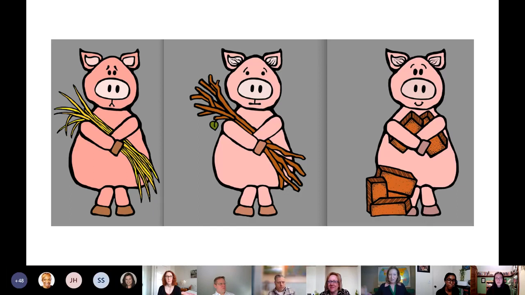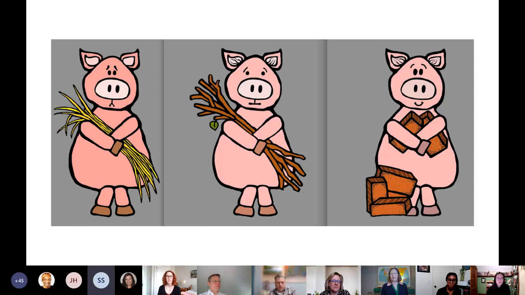And they were happy until the big bad wolf came along and it huffed and it puffed and it blew the house down. So that little pig had to run into the next house where they had taken a little more time, made the house a little more sturdy out of sticks. But you know what happened? The wolf came along, huffed, puffed, blew it down. And suddenly there were two pigs without a place to go.